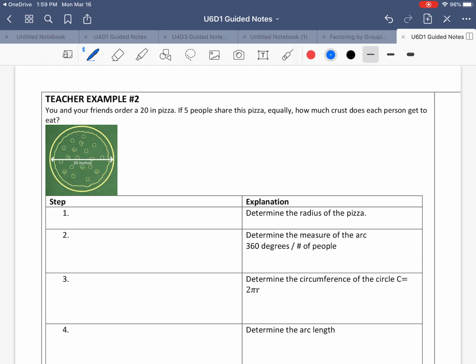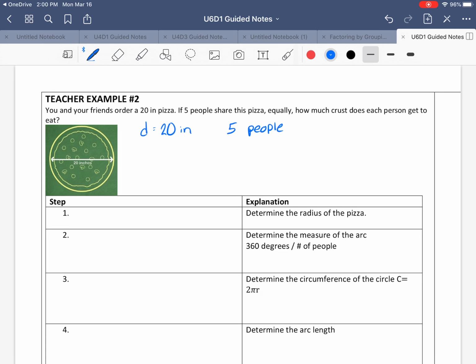Now, the second teacher example I want to go over with you guys is in the context of a story problem. So, you and your friends order a 20-inch pizza. When you talk about how large of a pizza you buy, when it says 20 inches, it always is talking about the diameter, unless the problem specifically says otherwise. If 5 people share this pizza equally, how much crust does each person get to eat? So here, there's some important pieces of information. The diameter is 20 inches, and you have 5 people.